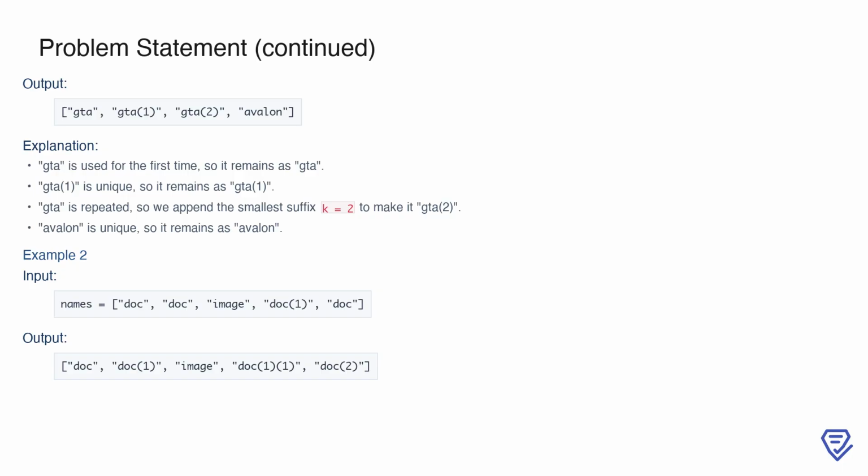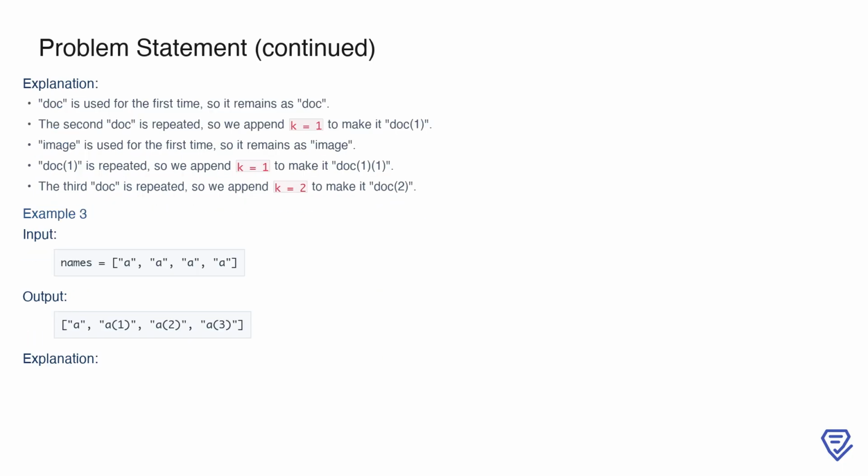Another example demonstrates how the solution handles more complex cases. Consider the input names equals doc, image, doc(1), doc. For this input, the output would be doc, image, doc(1), doc(1)(1), doc(2). Here's how we arrive at this result.